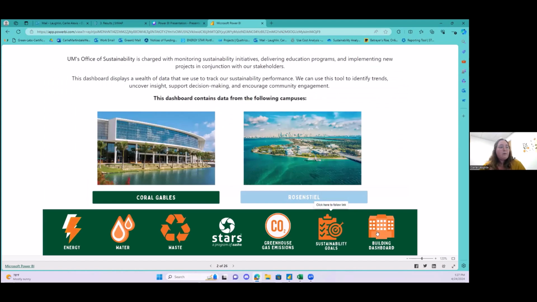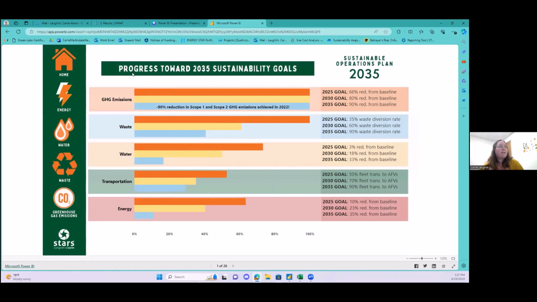Then I want to kind of emphasize this page here, where we can keep track of the goals that we have for our sustainable operations plan. We've already hit our goal for the greenhouse gas emissions that we set for 2035. We have achieved a 90% reduction in our scope 1 and scope 2 emissions as a result of the Solar Together program.